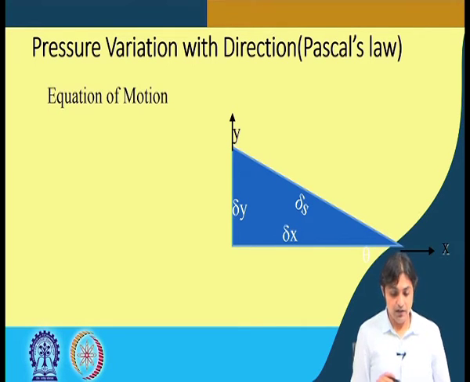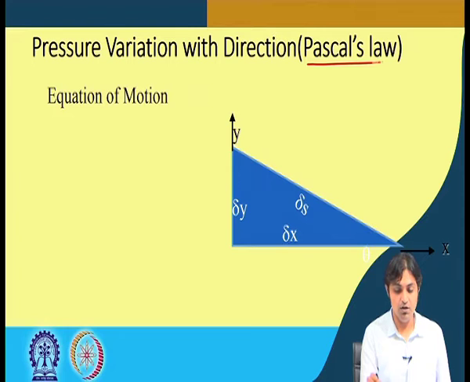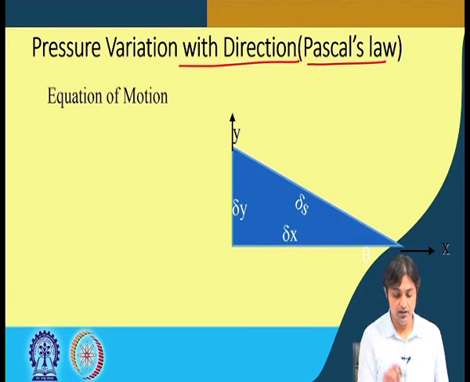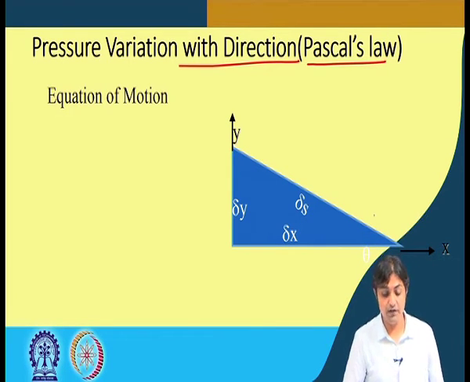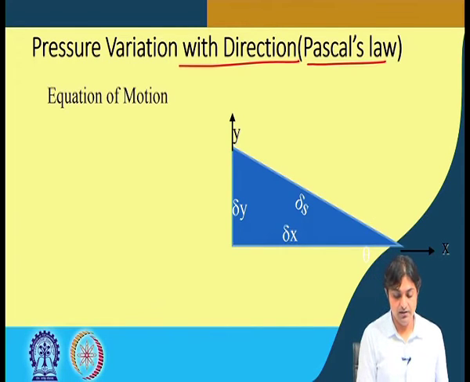So first we are going to see Pascal's law, which is pressure variation with direction. Very simple. This element, a triangular element that is shown here, is a fluid element. The length in x direction is delta x. This angle is theta here. In y direction the length is delta y, and delta s is the length of this surface.